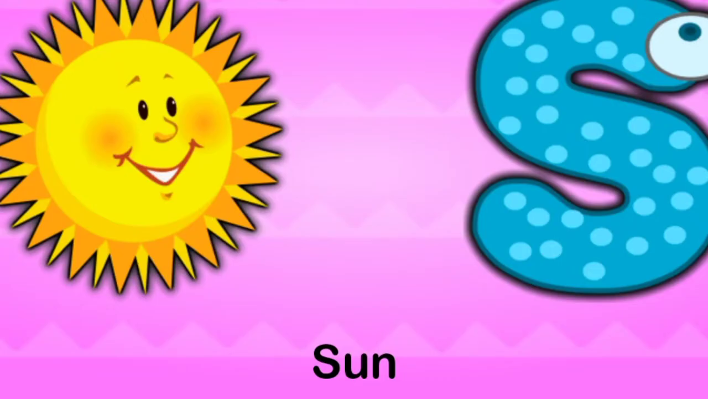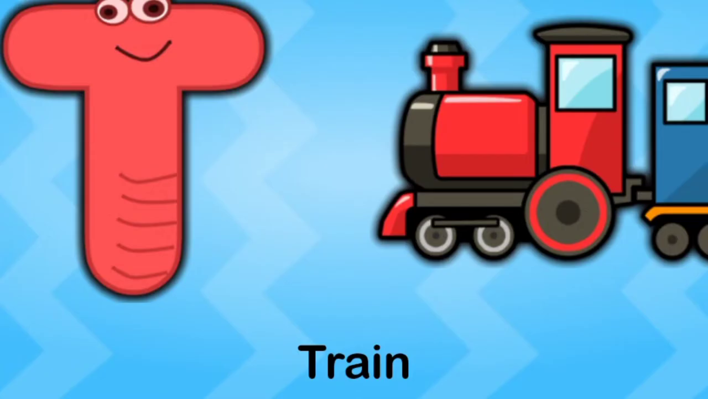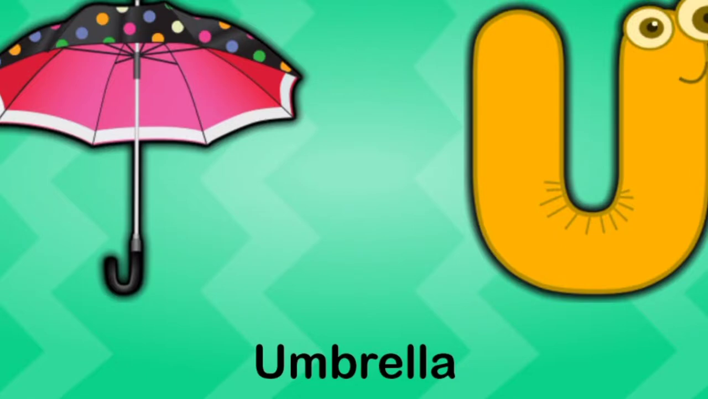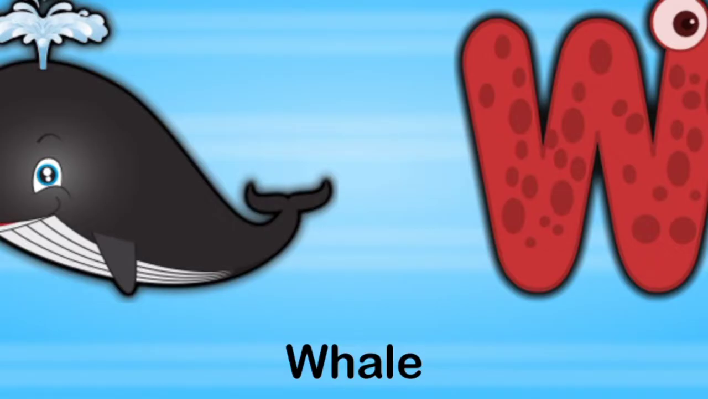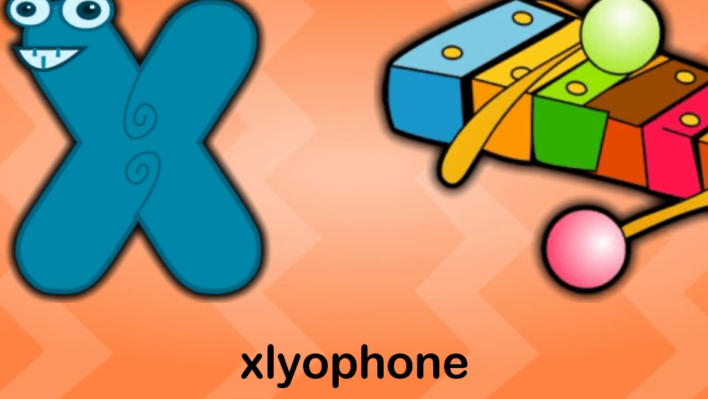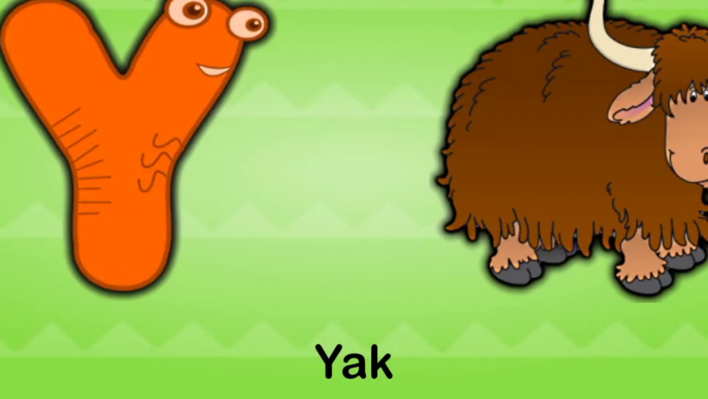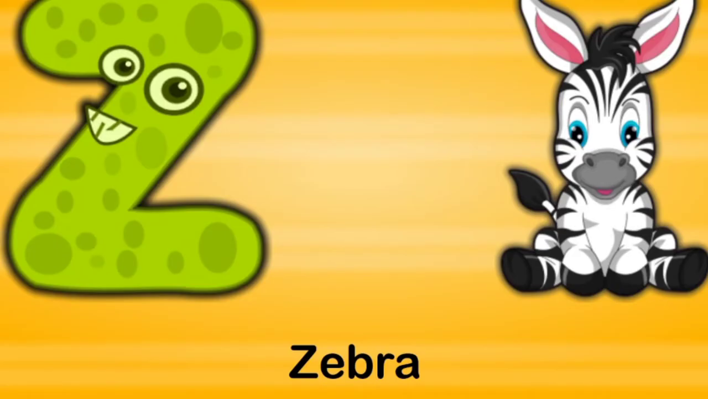S for sun. T for train. U for umbrella. V for violin. W for whale. X for xylophone. Y for yak. Z for zebra.